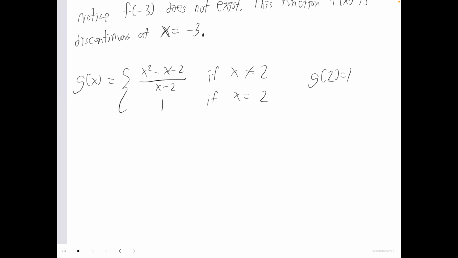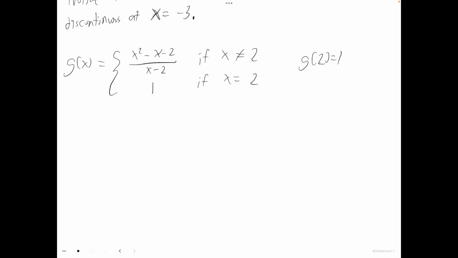So now we need to check, is the limit as we approach 2 equal to 1? So we want to compute the limit as x approaches 2 of g of x. Well, for every point other than 2, we're going to use the top formula in this piecewise function. So we're not actually plugging into 2, we're just getting as close to 2 as possible.